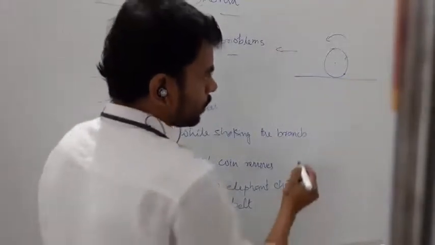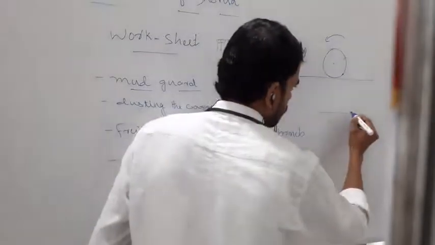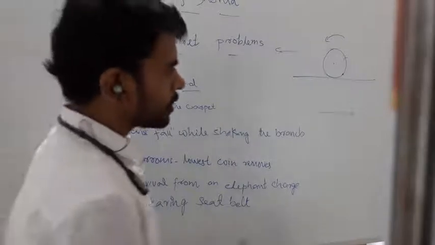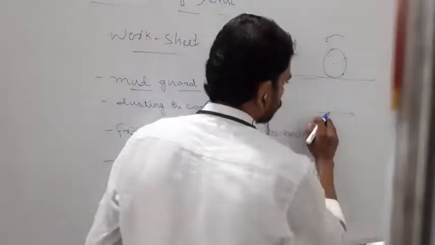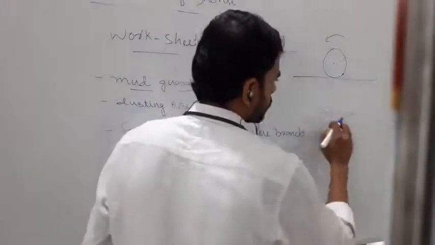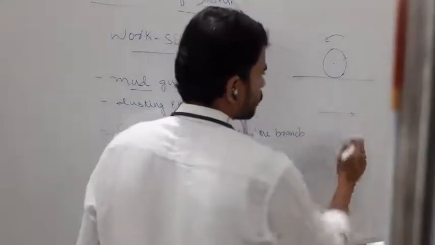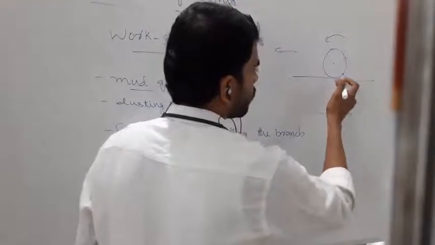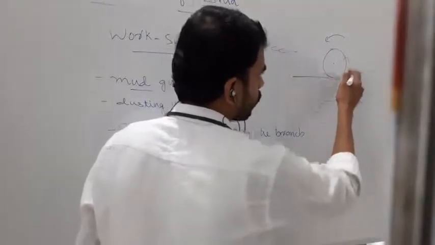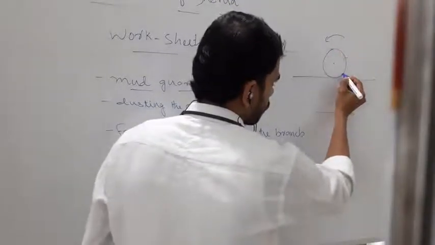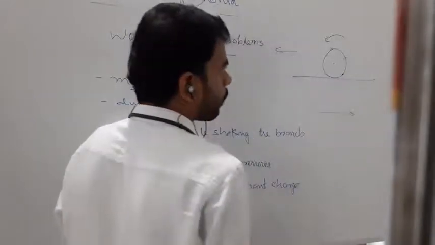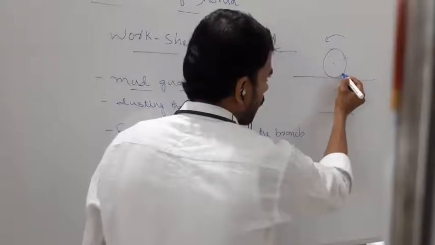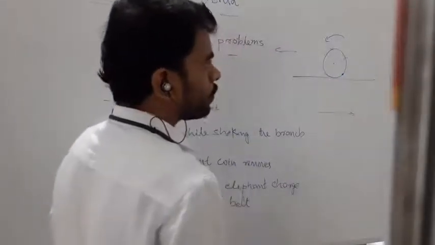So, if the motion is in a straight line, then the direction of motion we can easily predict. For example, if a body is moving in this direction, then the direction of motion is this one alone. Here the tire is actually rotating. So at this point, what is the direction of motion? That's what we are going to look at.